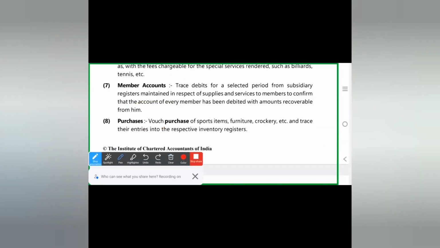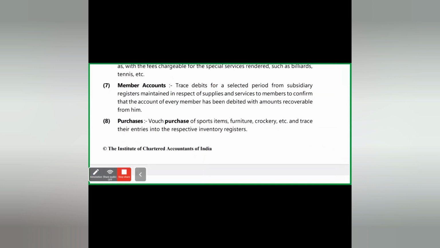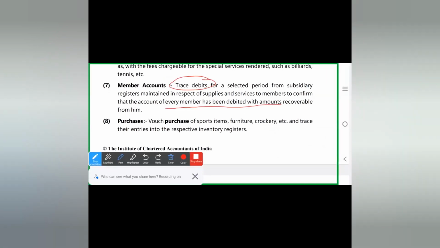Next is member accounts. So, tracing all the debits for the selected period from subsidiary registers maintained, and also confirming that account of every member has been debited with the amount receivable or recoverable from him. In case of purchases, vouch purchases of sport items, furniture, crockery, etc., and trace their entries into the respective inventory register.